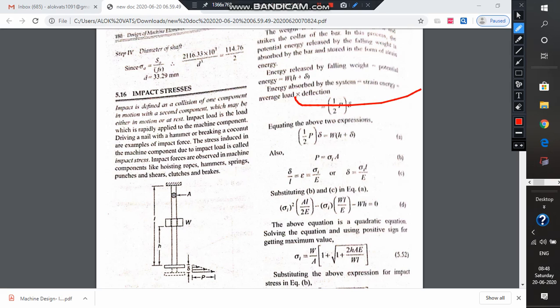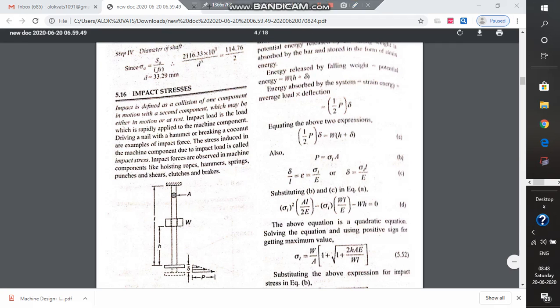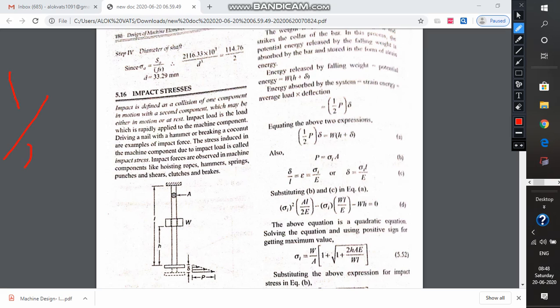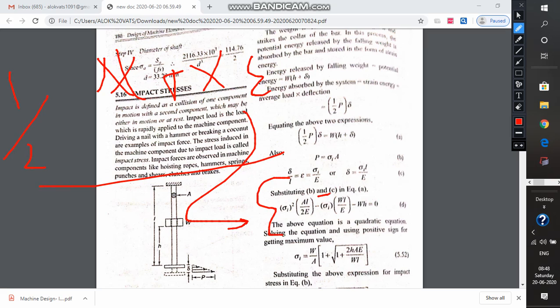And now, how has this thing been derived from the half into stress into strain relationship, which we have already discussed also? Please also note that strain is nothing but the change in length by original length. And what is change in length? Change in length is given by delta. And what is original length? Original length is given by L.